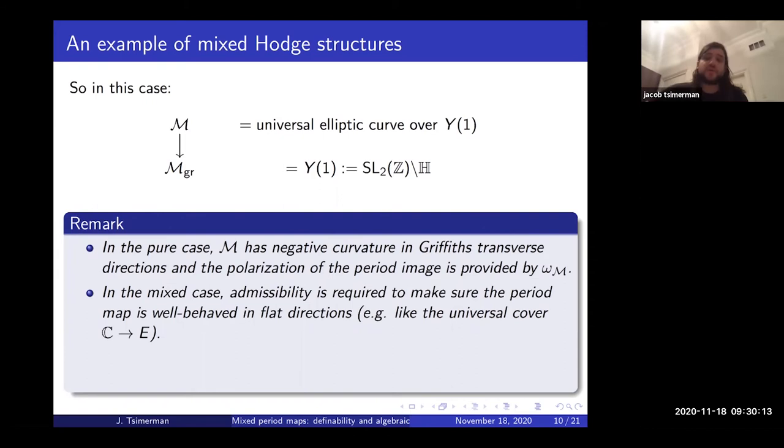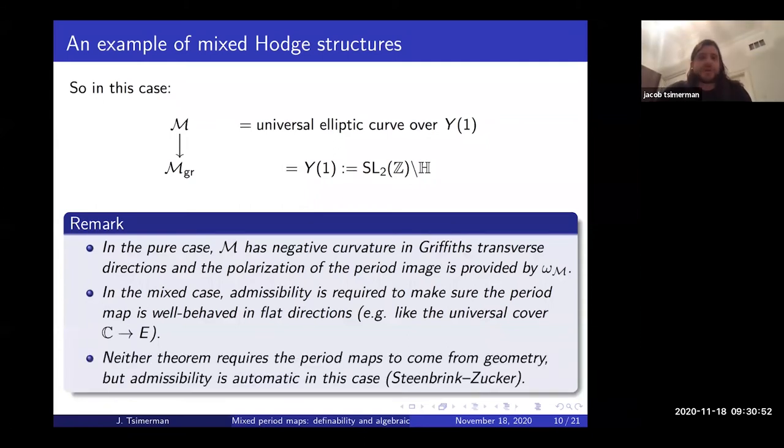So for example, one thing to keep in mind that you want to rule out is this: the fibers here are given by elliptic curves E. And given an elliptic curve E, it's got a natural covering space map from C, which you can think of as an algebraic variety, that's just the affine line. And this map is the furthest possible thing from definable because it's periodic with a discrete period, Z squared, the thing you quotient out by. And so it's not enough to require Griffiths transversality in this case. You exactly have to rule these kinds of things out. And that's the sort of thing that admissibility does for you.